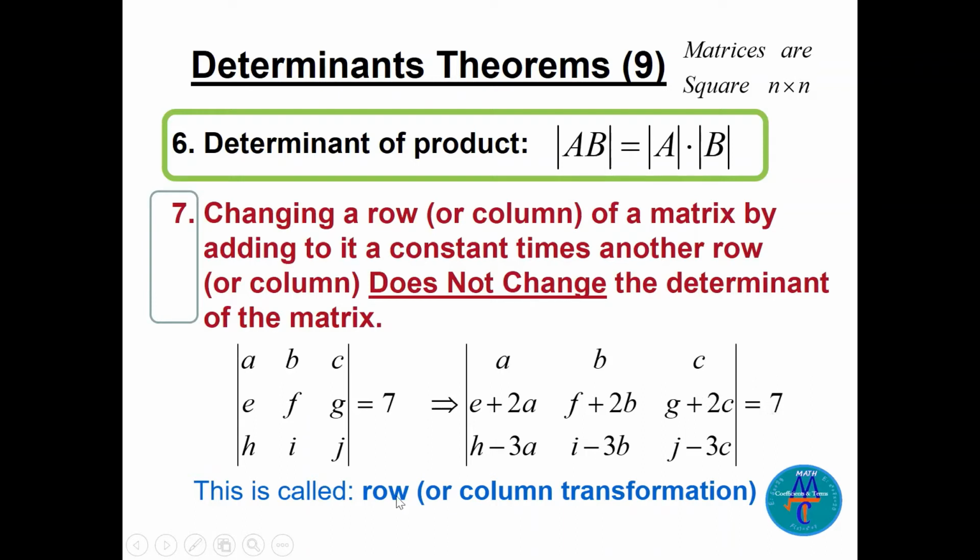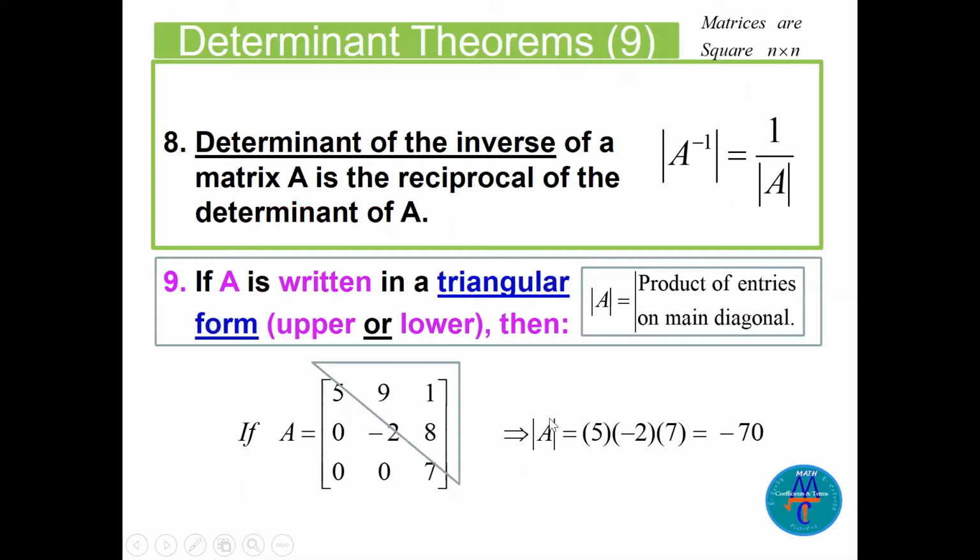So we call this row or column transformation. We will use this a lot in the examples. Number 8, the determinant of the inverse. This is so nice. Determinant of the inverse is the reciprocal of the determinant of A. So nice to know that. So if we have, this is matrix A, and this is the inverse of that. The determinant of the inverse is 1 over the determinant of A. We can use it also in some examples.